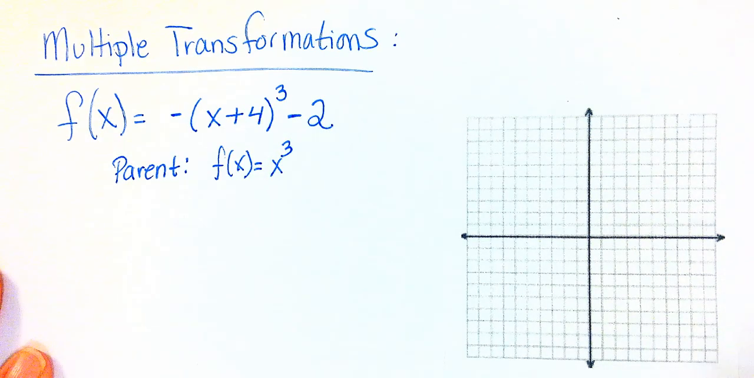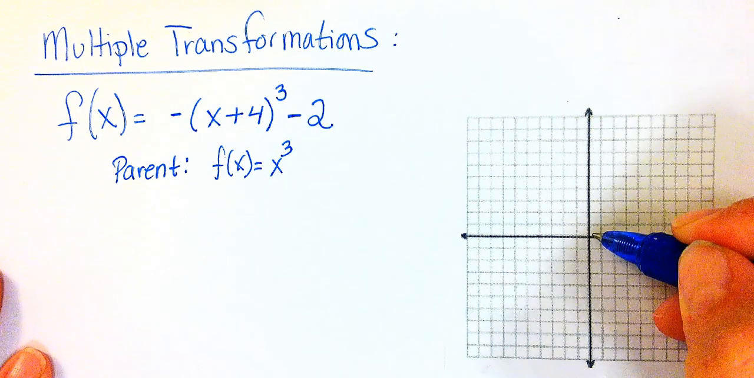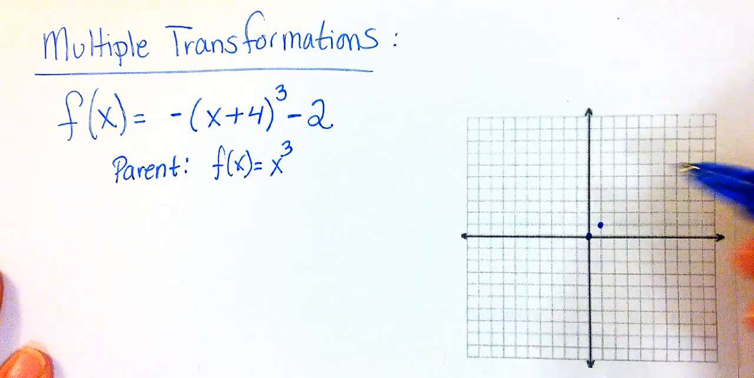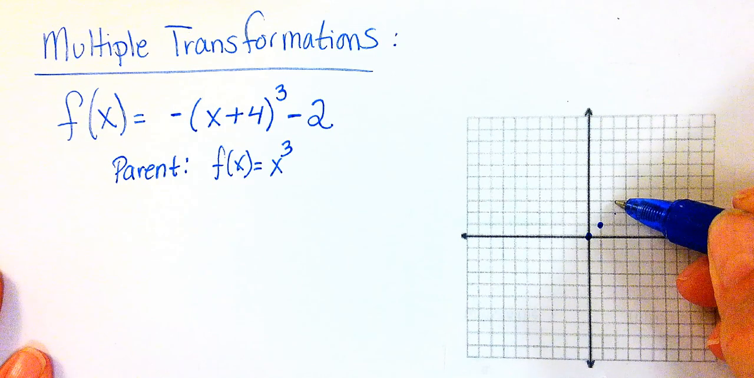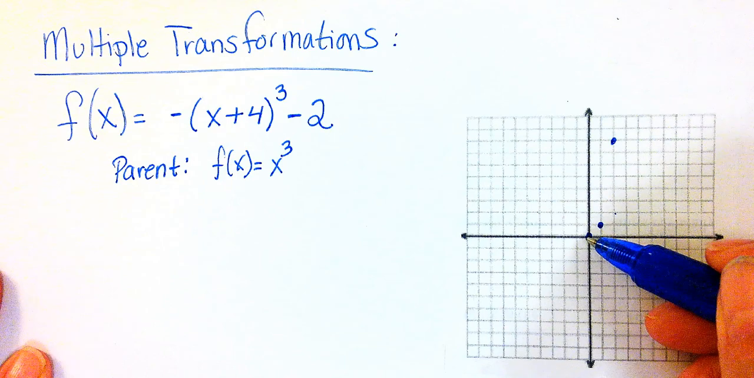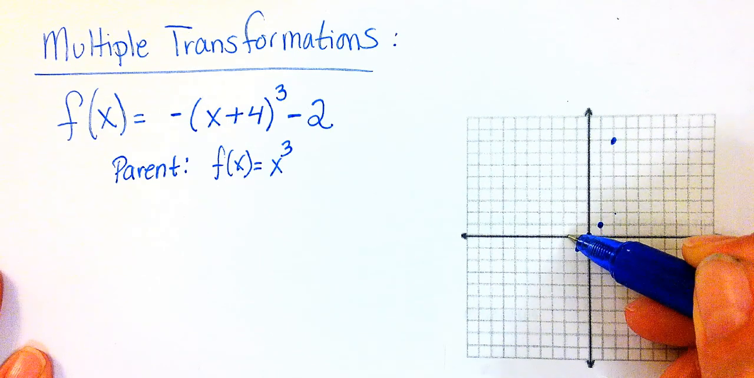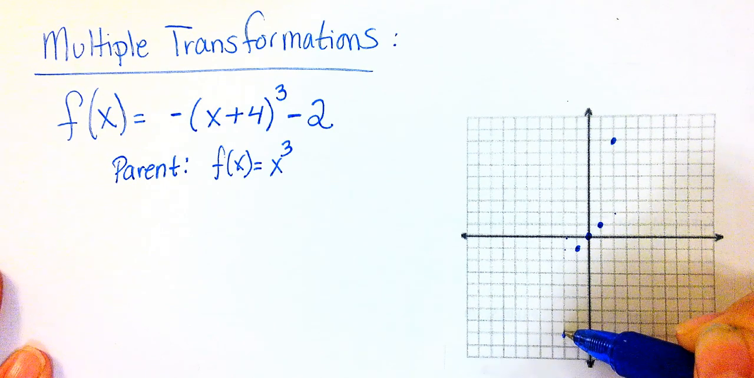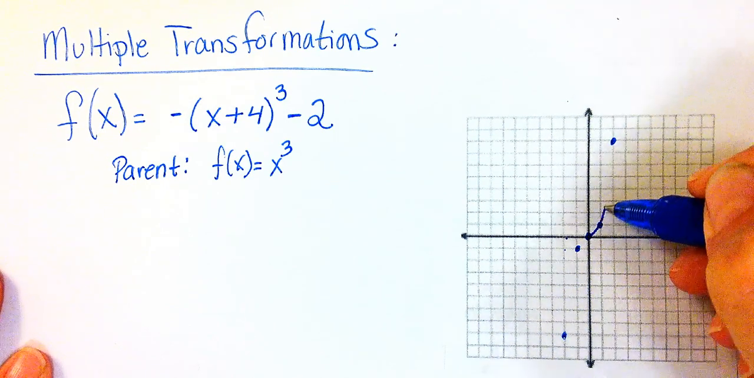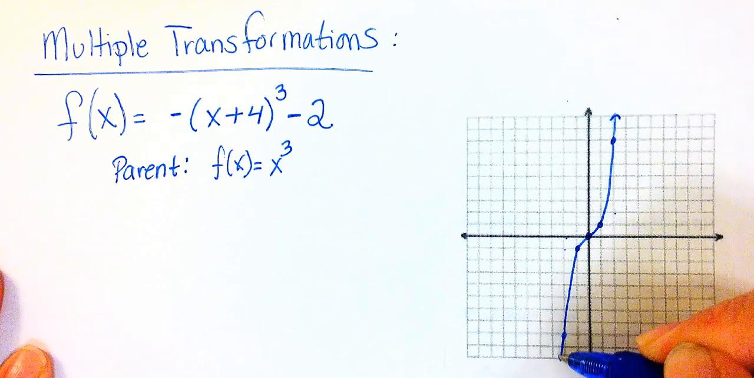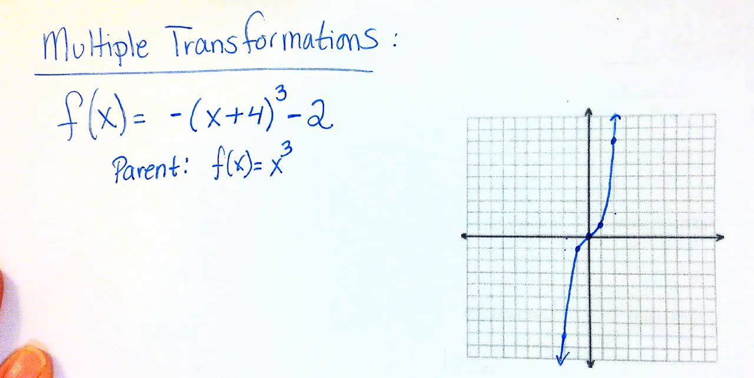Let's sketch that to the right. We know that x cubed goes through the origin. It has the points 1, 1 and 2, 8, and -1, -1, and -2, -8. So that's our parent function, x cubed.